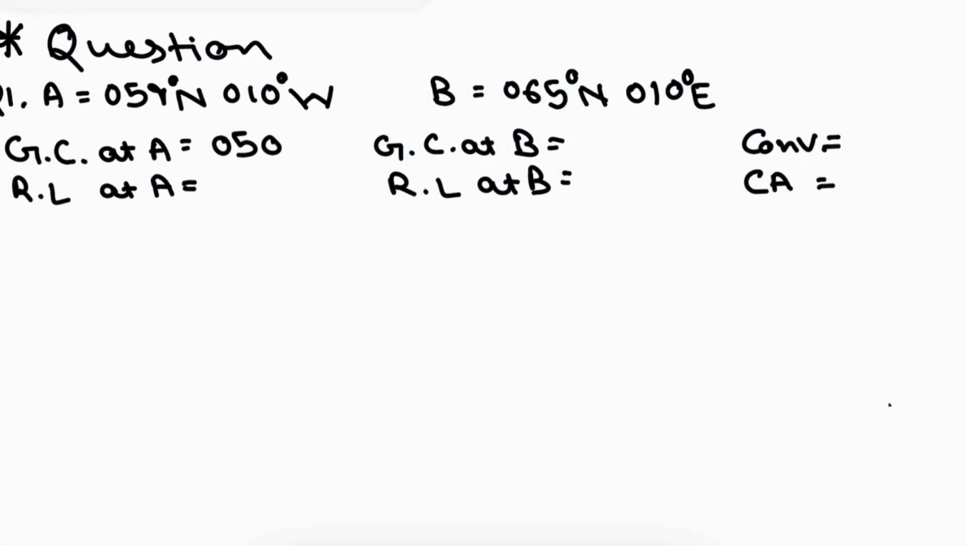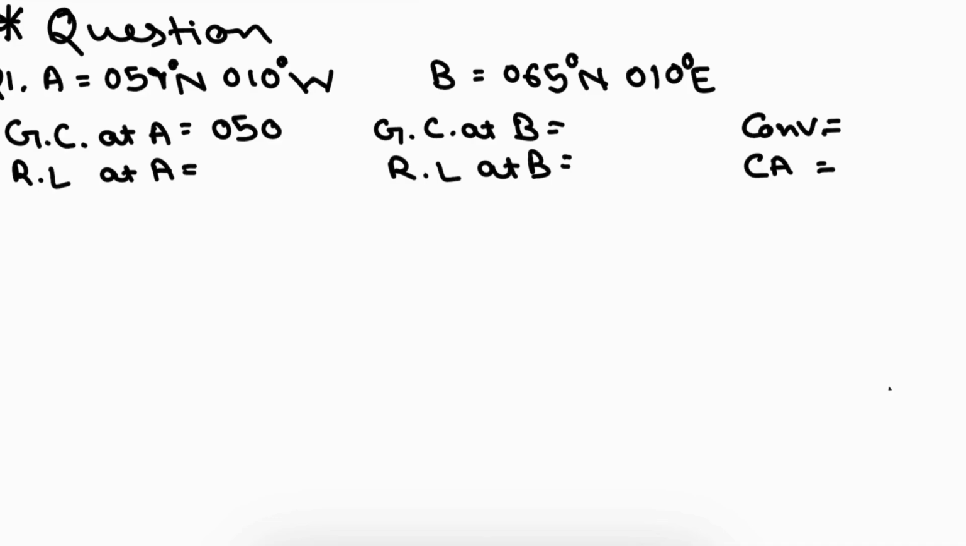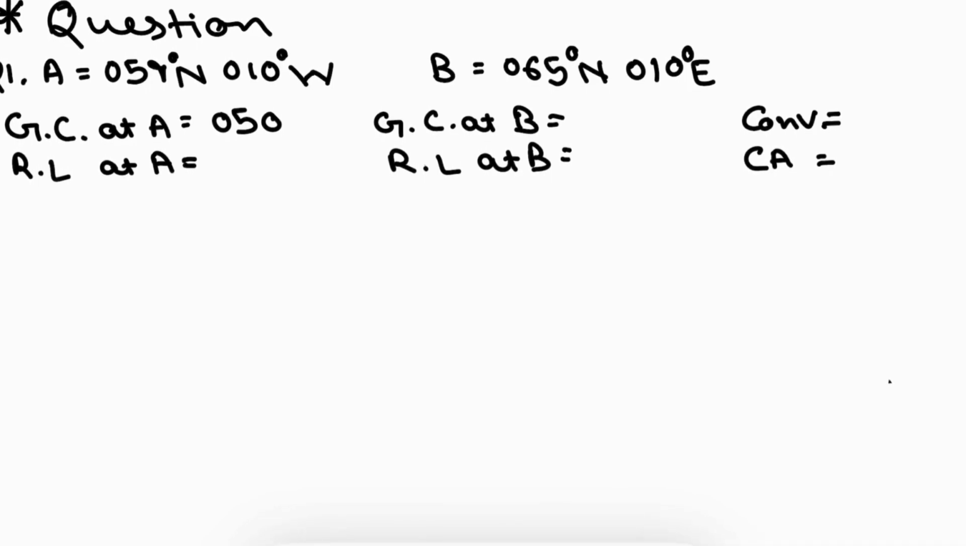Now let's see some examples of the question. So the first question is we have point A and B. The point A is 59 degrees north and 010 degrees west and B is 065 degrees north and 010 degrees east. The great circle at A is given, which is 050, and we have to find out the Rhumb line at A, great circle and Rhumb line at B, the convergency and the conversion angle.